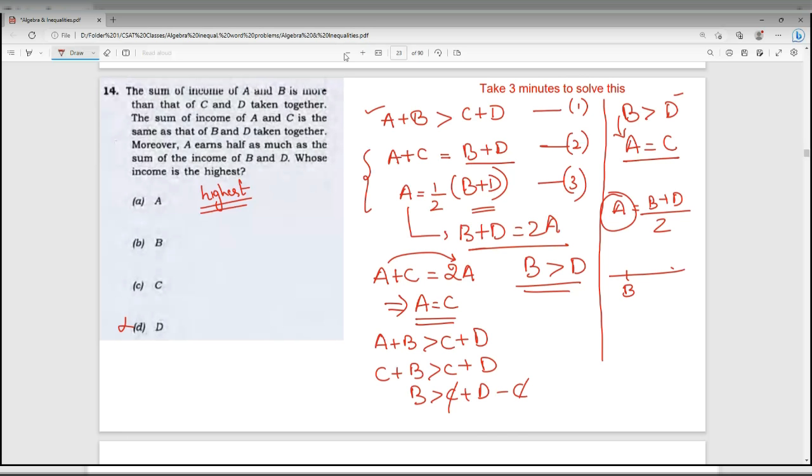If this is B, D is greater than B. So A lies between B and D. So A would be here, and C is also equal to A. So from this, B should come here, D should come here. This is C and this is A. So B is the highest. So the correct option is option B.